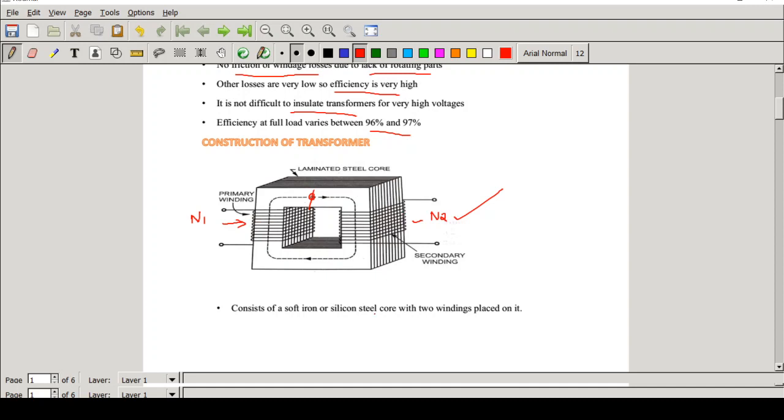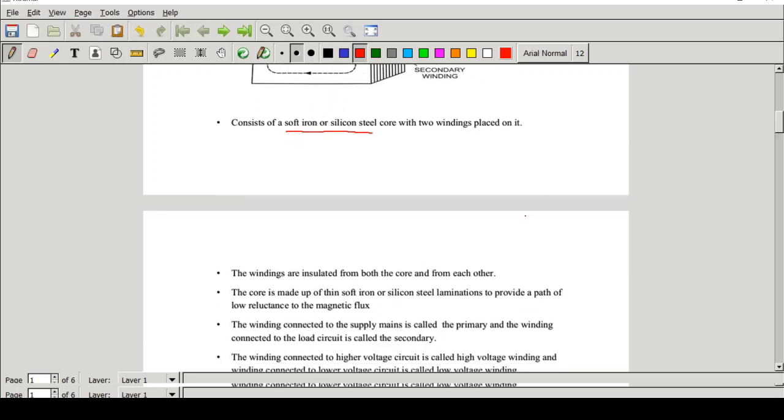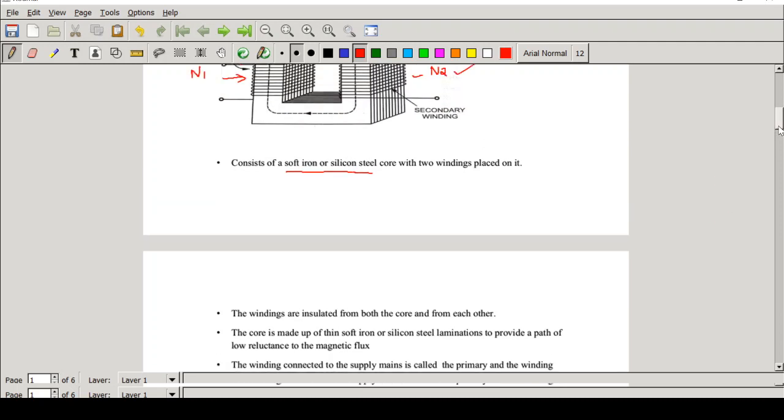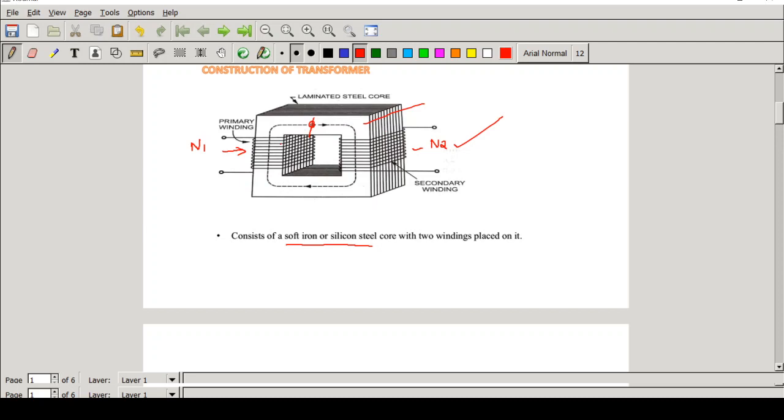What about the core? What is it made of? The core of the transformer is made of soft iron or silicon steel. Okay, so this is the core. The core is made up of silicon steel or soft iron. Then again, you can see that the windings are insulated from both the core and from each other. In the diagram it looks like the windings are very closely attached to the core, but there is an insulation between the windings and the core.